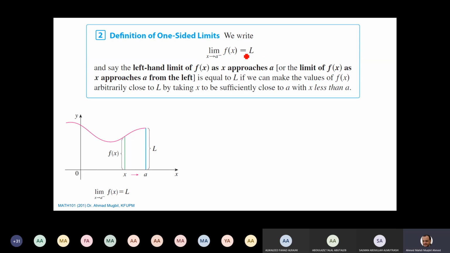Similarly, in the same way that we defined before, the limit of the function when x approaches a from the left, you can read this as the left-hand limit of f as x approaches a from the left is equal to L. Okay? x here is less than a.